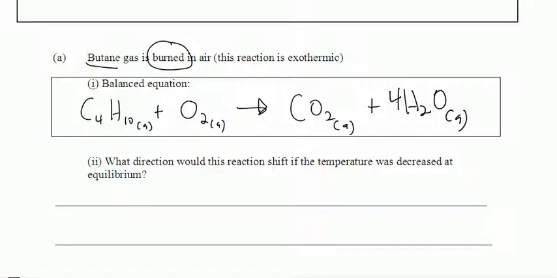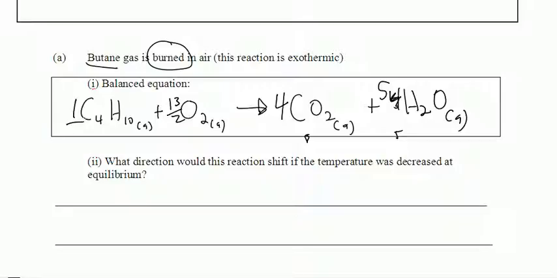Balancing it, I'm going to put a 4 here. I'm going to put a 5 here. I'm going to put a 4 here. I have 8 O's here, and I have 5. That gives me 13. So I'm going to put 13 over 2 there, and I'm just going to leave it as 13 over 2.